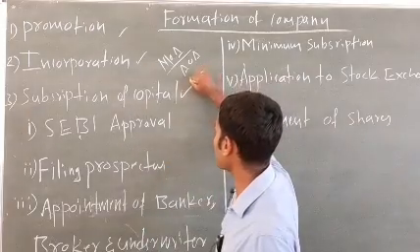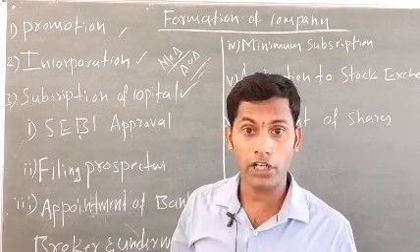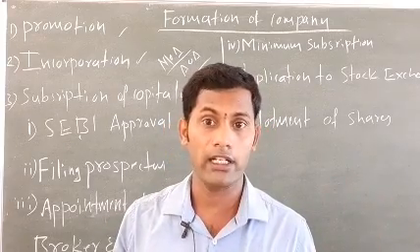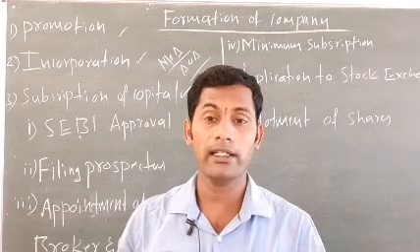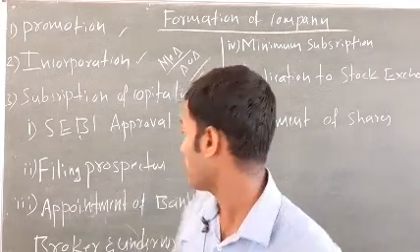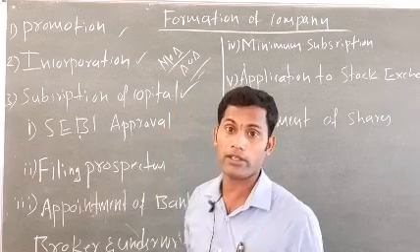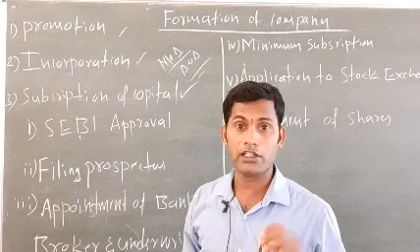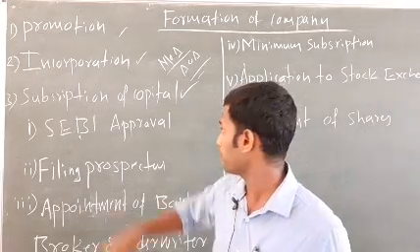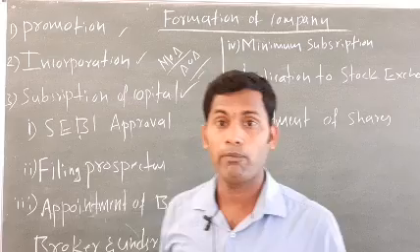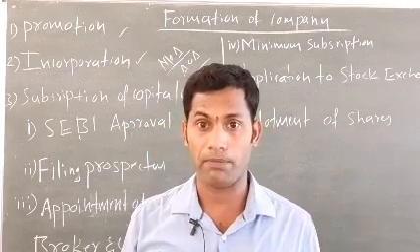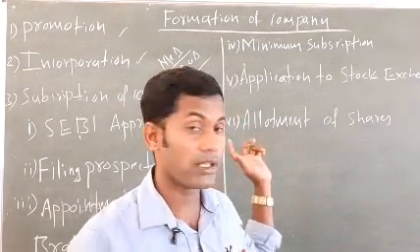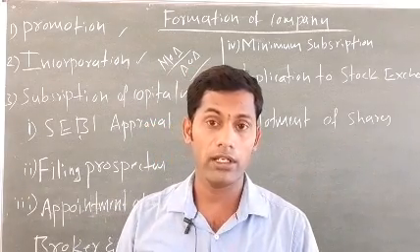The articles of association is the document that contains the rules of internal management and defines the relationship between the company and its employees. It is subordinate to the Companies Act and the memorandum of association. This is the major document we require for incorporation or formation of a company.